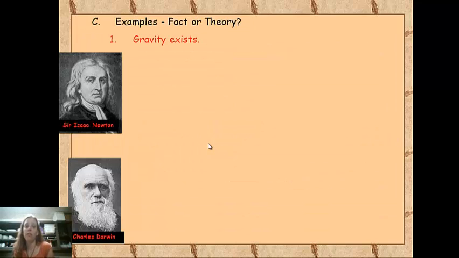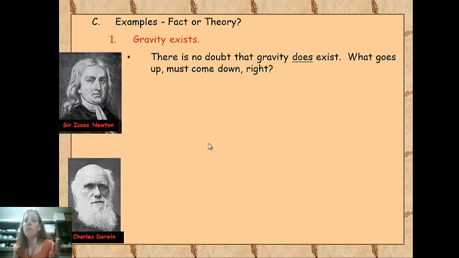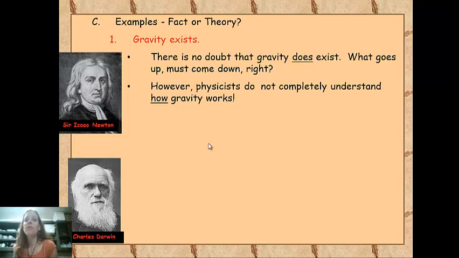Some examples of fact or theory. For instance, gravity exists. We know that's a fact. Isaac Newton was the scientist who helped us understand that gravity exists and the effect that gravity has on all objects on Earth. And you should understand Newton's three laws at this point. So there is no doubt that gravity does exist. What goes up has to come down, just like the bottle rockets. However, physicists don't completely understand how gravity works. So it's a fact that gravity exists, but the way in which gravity works is still theory.